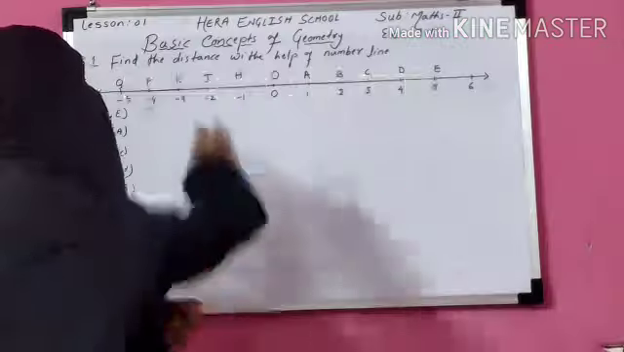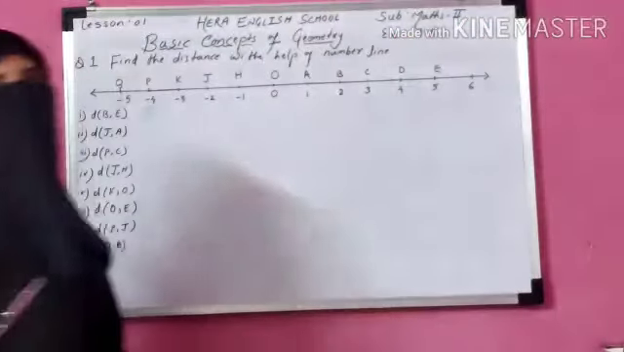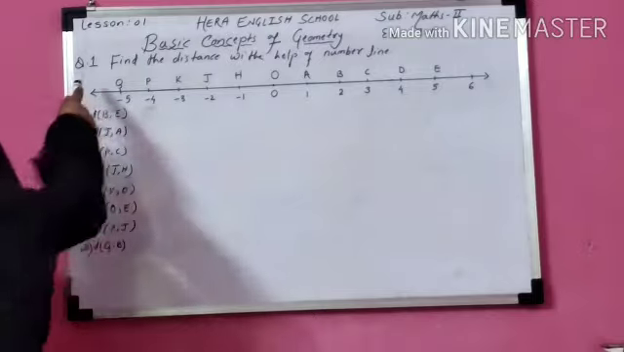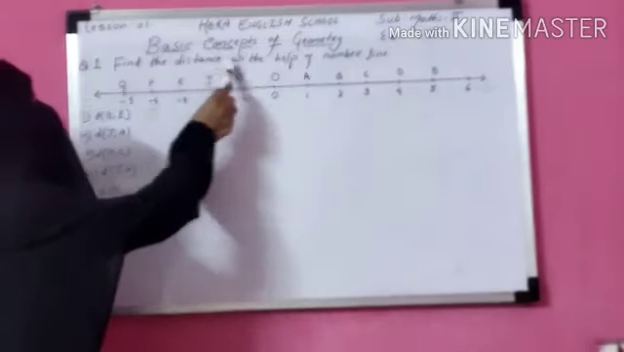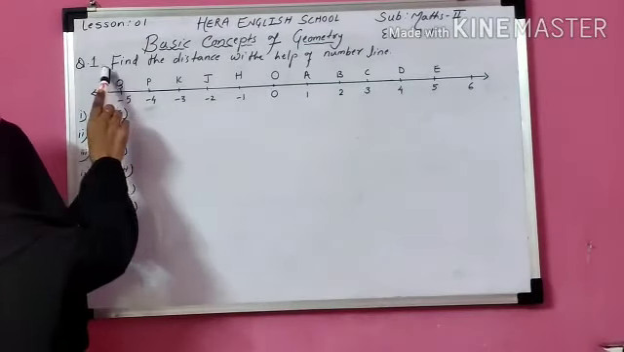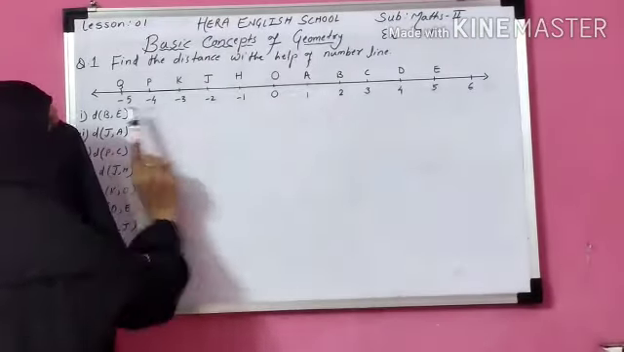Now move to the first exercise, that is exercise 1.1. The first question of this exercise: find the distance with the help of the number line given here. Okay. Here you have to find the distance with the help of this number line.